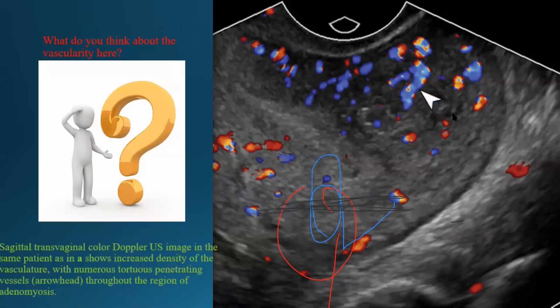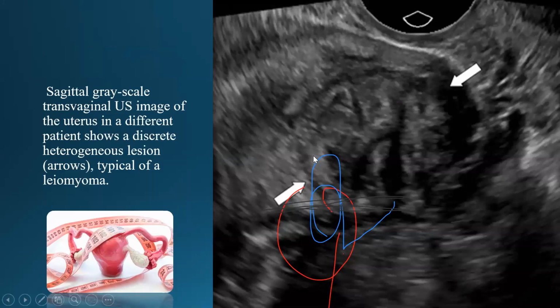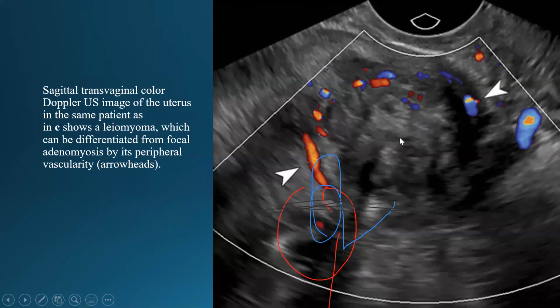So here, if you put a color Doppler on the same previous patient, you would find the blood vessels are not inside the lesion as in adenomyosis. It's circumferential all around the myoma. That's why it's a myoma. The myoma has a capsule, and the blood supply comes from the outer border, giving us a clear distinction between the leiomyoma and the adenomyosis. This would be very helpful when you differentiate between an adenomyosis and a leiomyoma, or a focal adenomyoma and a leiomyoma.